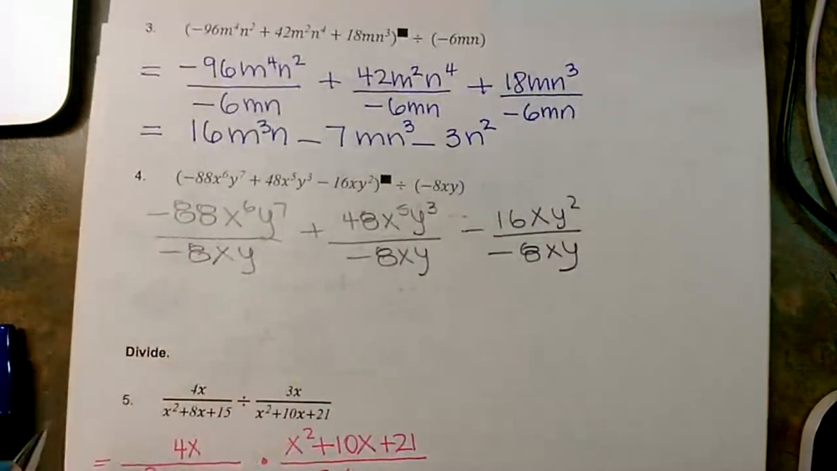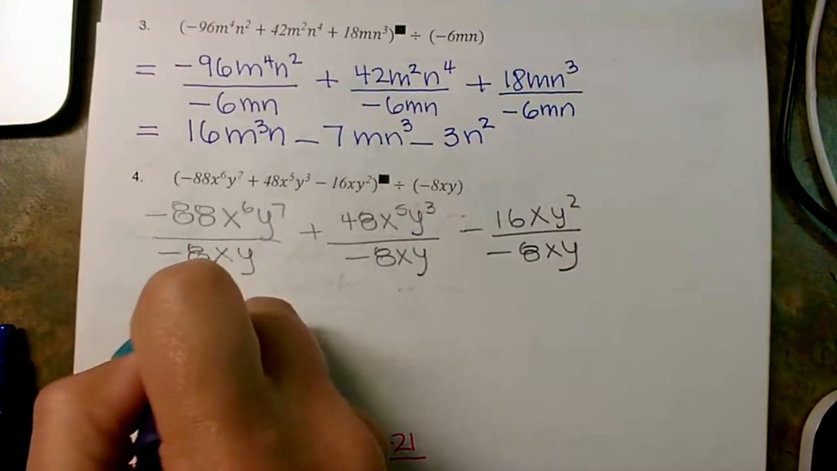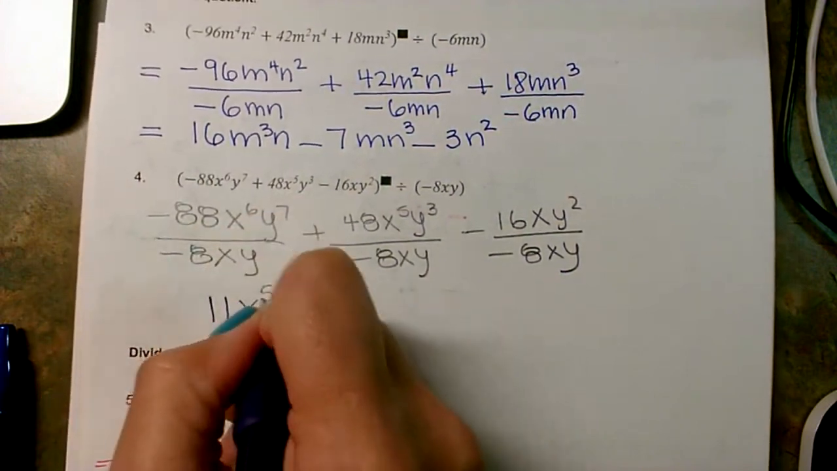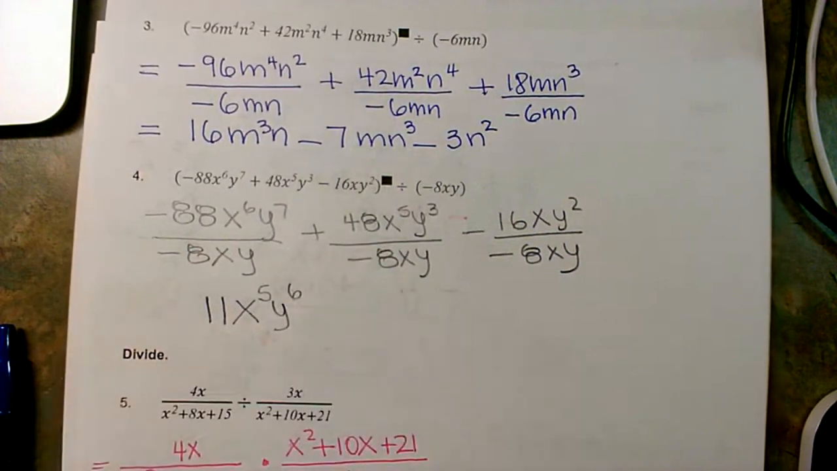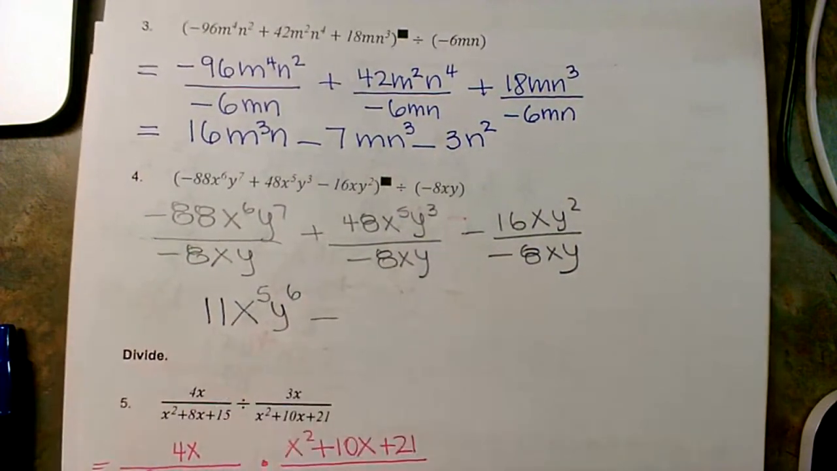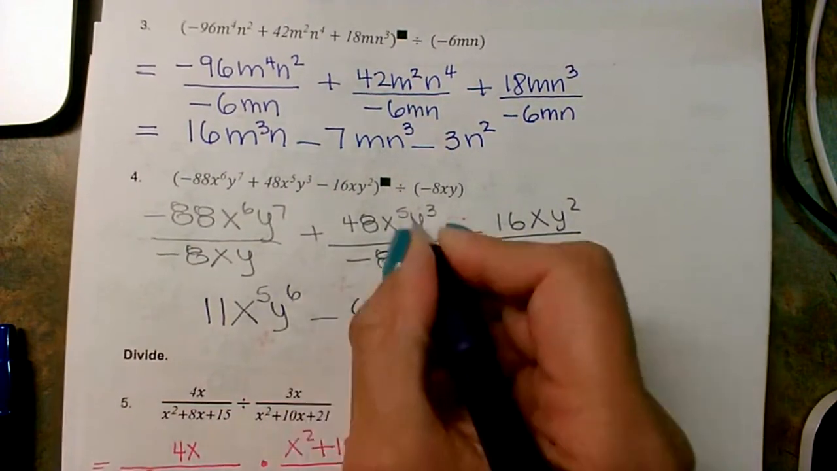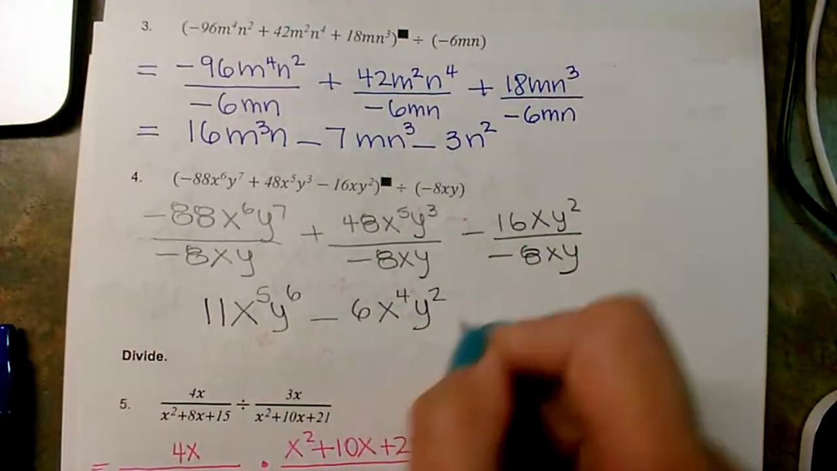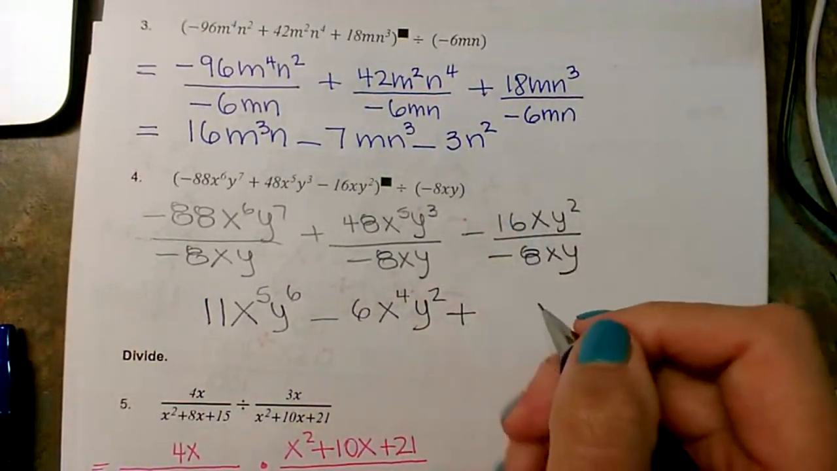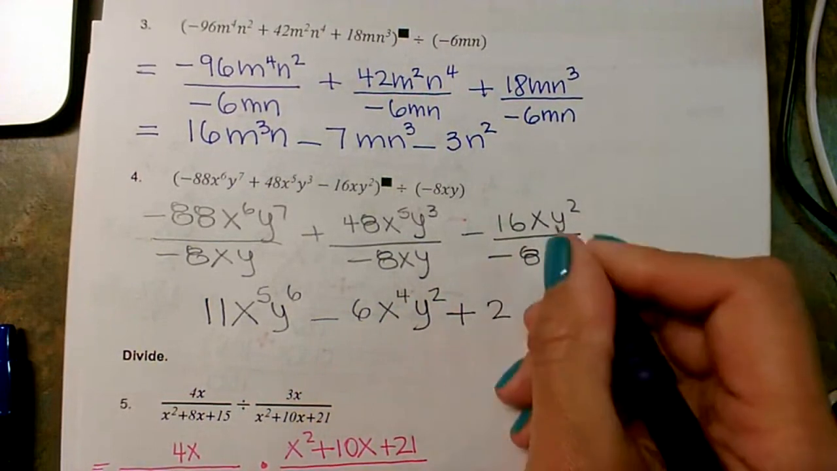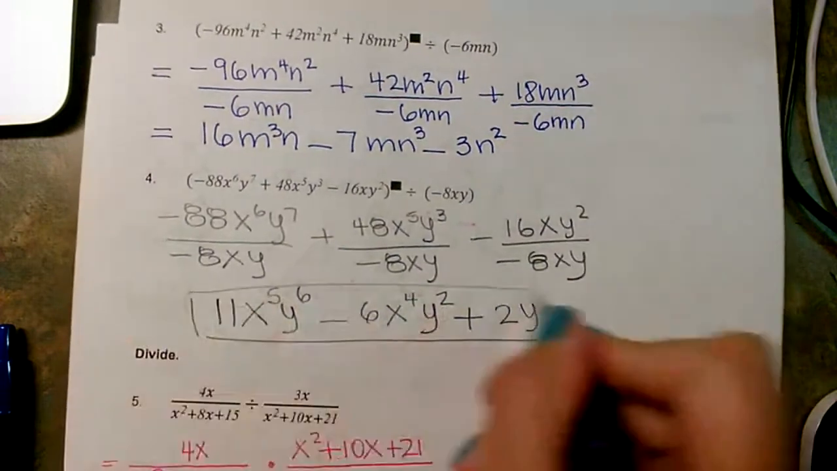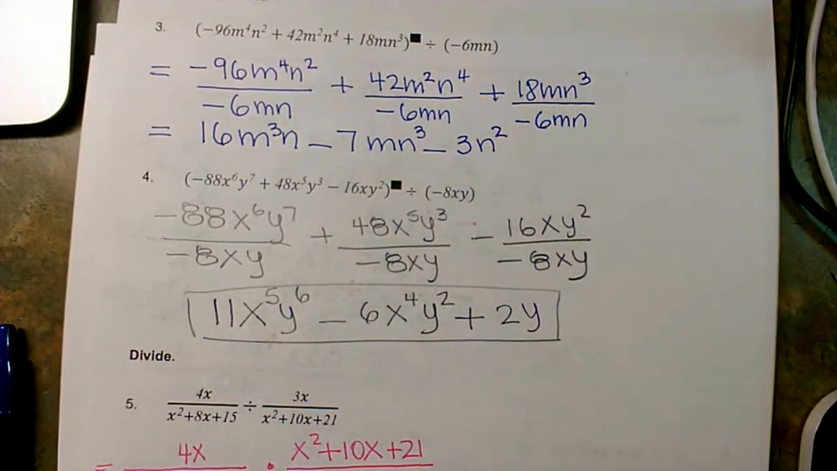Now, negative and negative is positive, right? 88 divided by 8, that will be 11. How many do I have left? 5, and I'm going to have 6 left here. Positive and negative is negative. 48 divided by 8, that's 6. What do I have left? 4 and 2. This is going to be positive. They both are negative. Make a 1, so it's only going to be 2y. This one is pretty straightforward. I believe so.